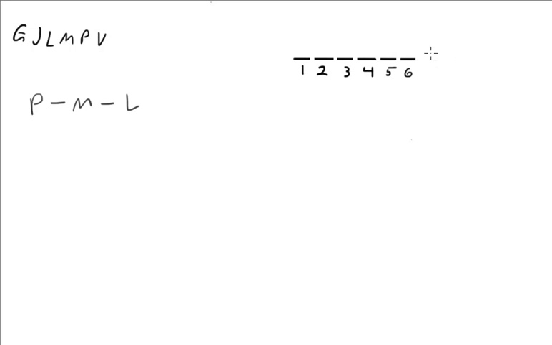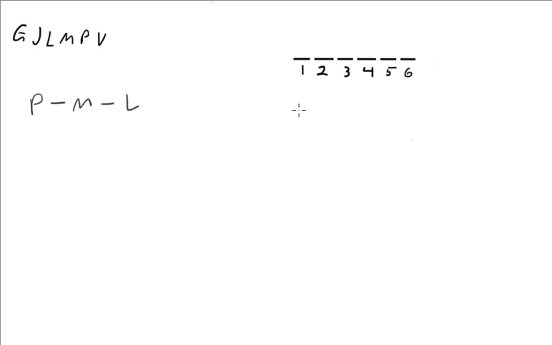On the other hand, L has 2 leaders, P and M. So L can't go in either spaces 1 or 2 because we have to have room for P and M. M has 1 leader, P, and 1 follower, L, forcing M out of positions 1 and 6.